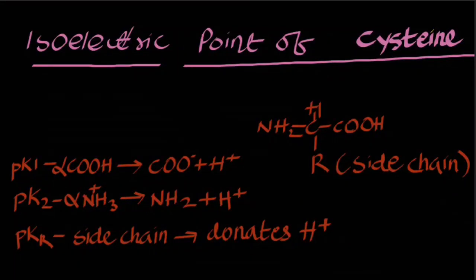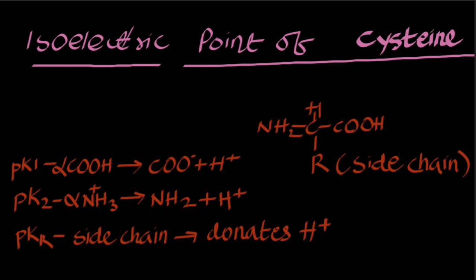Hi everyone. So today in this video we're going to learn how to calculate the isoelectric point of cysteine. In our previous videos we already learned how to calculate the isoelectric point of glycine and then of a triprotic amino acid, aspartate. So we did calculate the isoelectric point of those two amino acids, and today we're going to calculate the isoelectric point of cysteine and then lysine. So let us see how we do it.